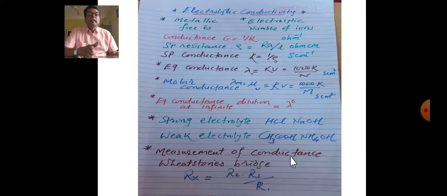Now, how to measure the conductance? We have already seen this in terms of Wheatstone's bridge. The equation is Rx is equal to R2 R3 divided by R1. If you know the values of the resistances R2, R3 and R1, then you can easily determine the value of Rx, that is the unknown resistance, and by taking the reciprocal, 1 divided by Rx, you can get the conductance. In that way you measure the conductance.